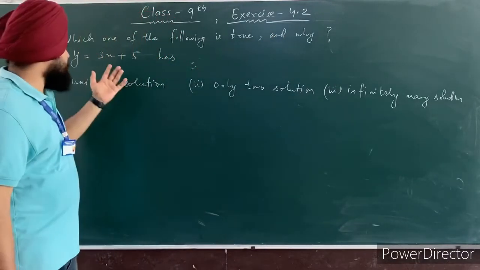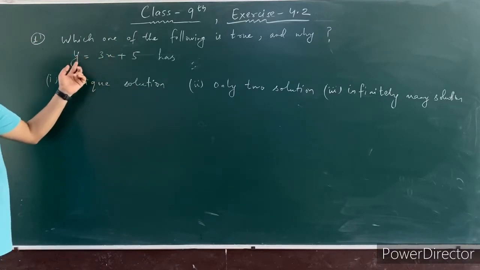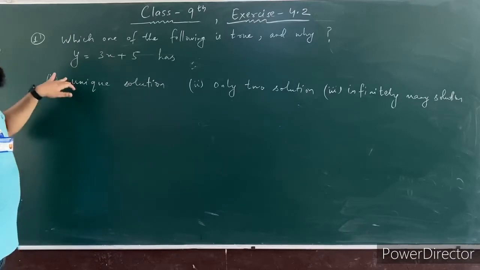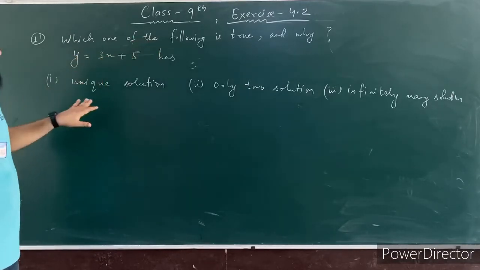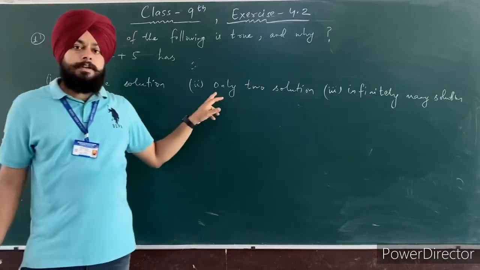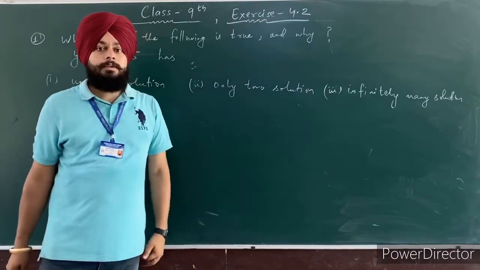So there is an equation given, and in this equation there are two variables x and y. So it is a linear equation in two variables. They ask which one of the following is true. There are three options given. First option is unique solution, second one is only two solutions, and third one is infinitely many solutions.